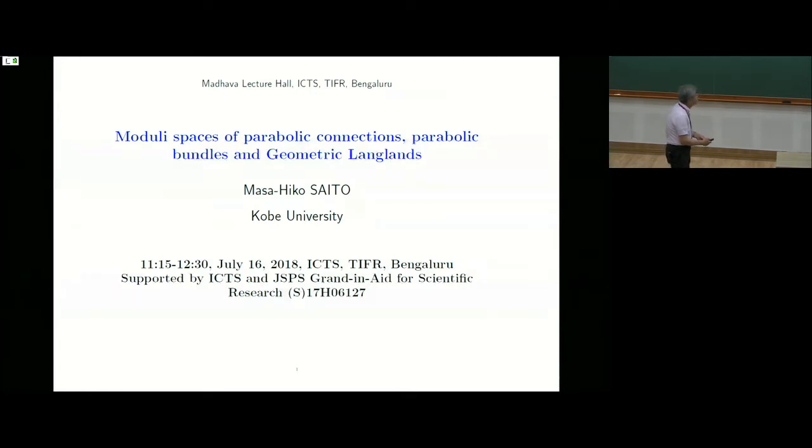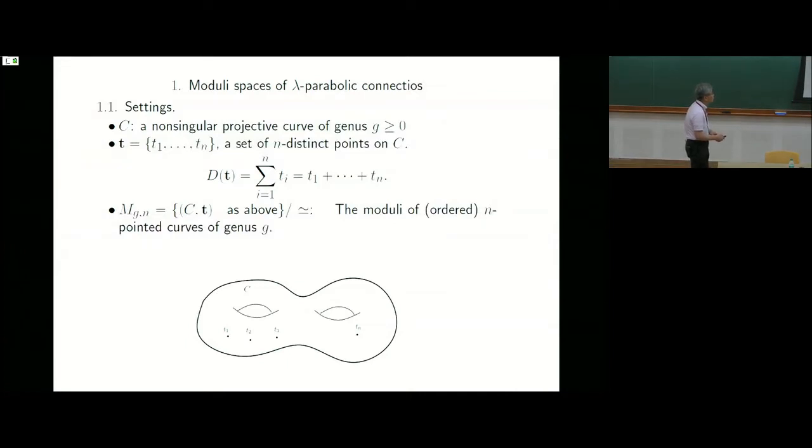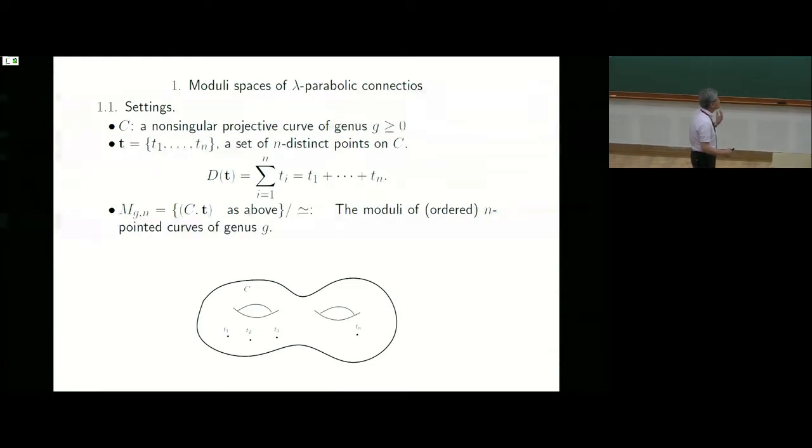Okay, so let me start with the setting. Today, C is a non-singular projective curve of genus g. And genus is, as usual, the number of the holes. For simplicity, take T, a set of n distinct points on C, and D_T is the divisor associated to these points. If you are interested in the more singular case, like the irregular singularity case, you may allow some multiplicity here, but today, for simplicity, I will give just simple cases.